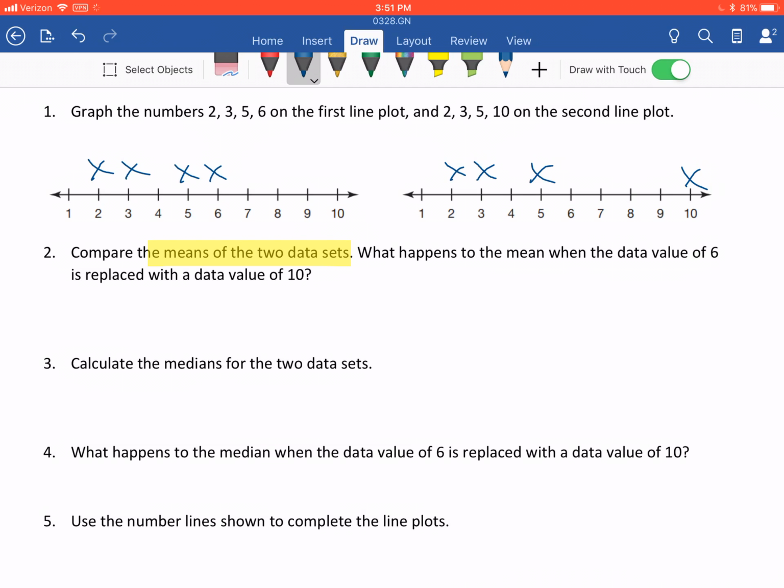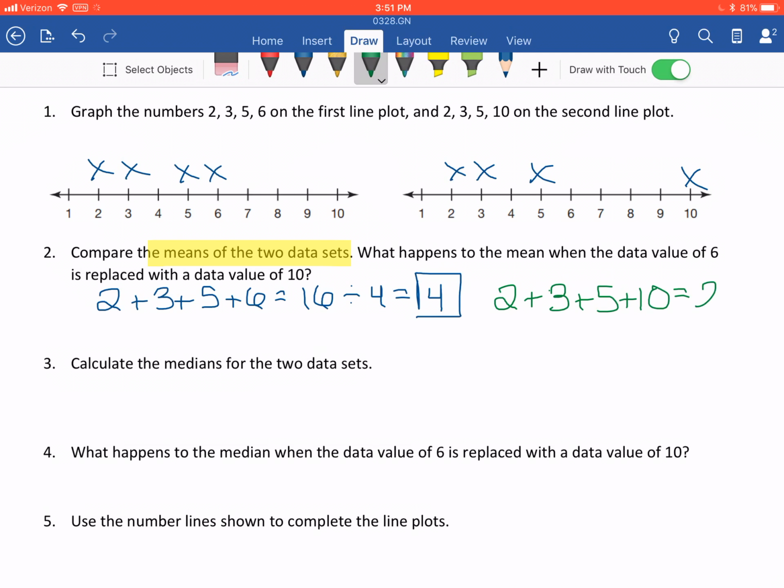So set number 1, I'm going to add all the numbers up together first. 2 plus 3 plus 5 plus 6. That gives me 16. Then I need to divide by how many total numbers I had, which is 4, which gives me a mean of 4 for that first data set. For my second data set, let me add them up. 2 plus 3 plus 5 plus 10 equals 20. I need to divide by 4, which gives me 5. So those are my two different means.